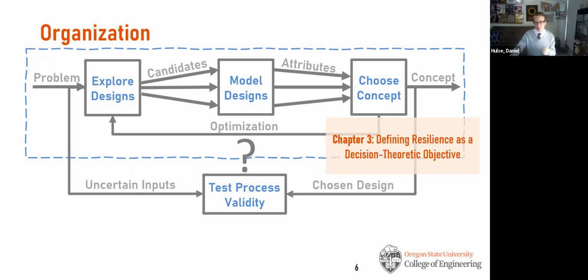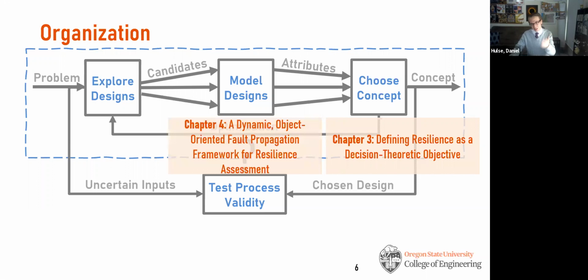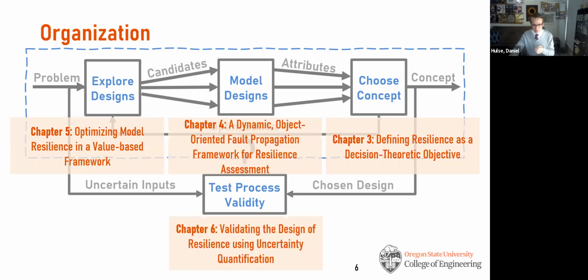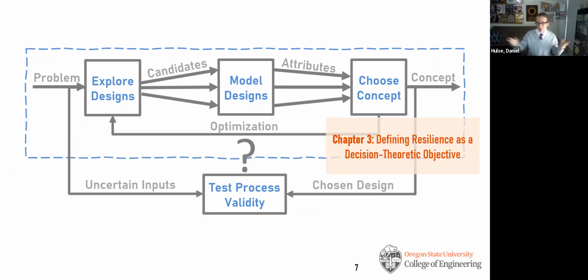Our first being having to do with concept selection, chapter 4 having to do with modeling, chapter 5 having to do with design space exploration, and then chapter 6 having to do with these validity tests. And so I'm first going to talk about defining resilience as a decision theoretic objective.